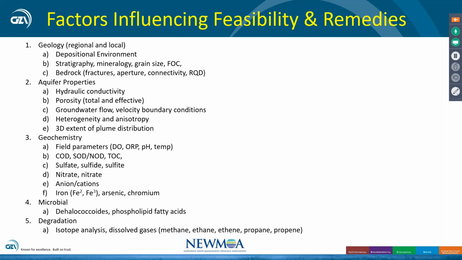These are some of the data that I think are really important related to the geology, the aquifer, the geochemistry, the microbial, and some of the degradation that goes on. As you'll see, we collected a lot of information here, but just take porosity, for instance. If you're trying to do an injection program, effective porosity versus total porosity, you want to be able to evaluate those two things so that you can actually get the radius of influence that you're predicting.